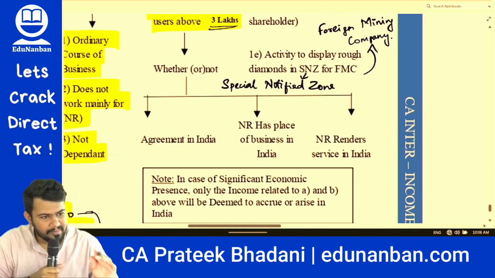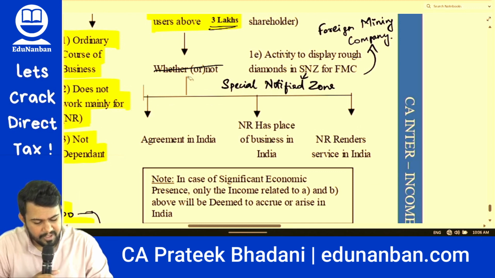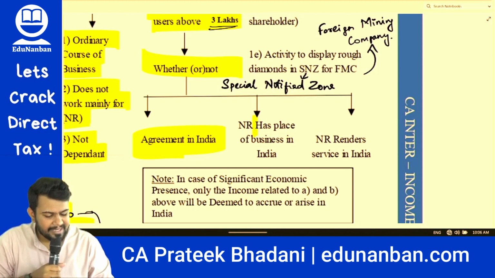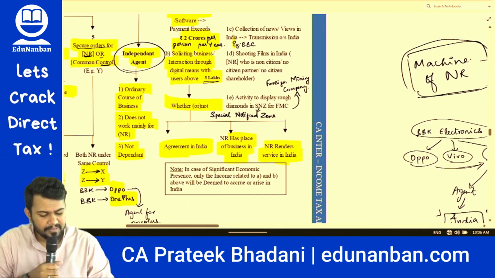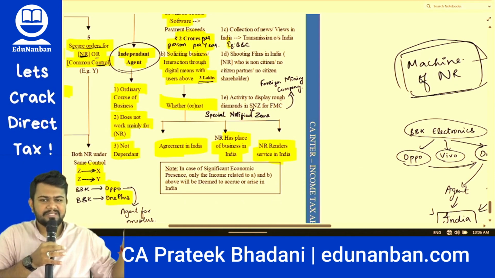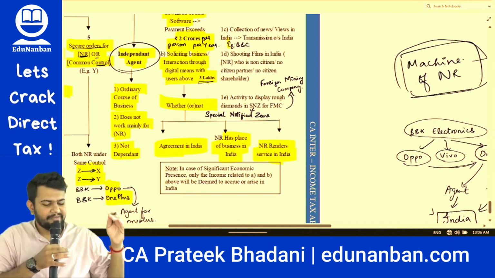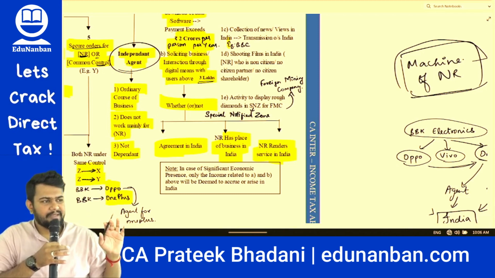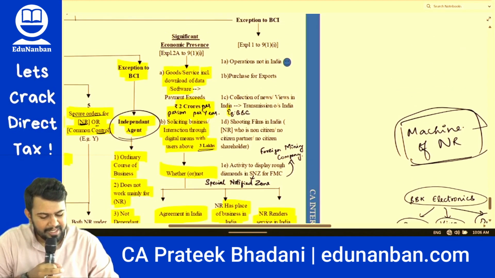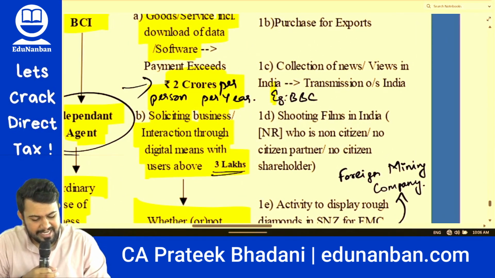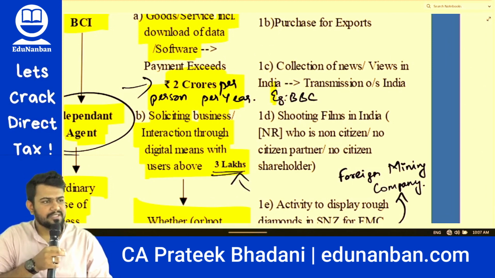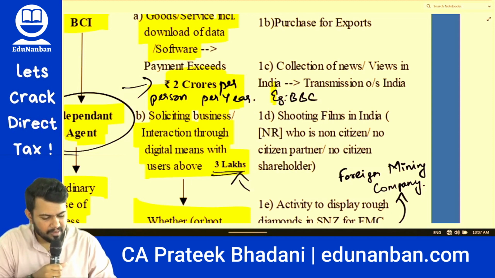And it does not matter, so it means what? It does not matter whether or not they have any agreement in India, any place of business in India, or are rendering any service in India. So even in spite of these three conditions, it does not matter whether they have any place or agreement or are specifically coming to India and providing. That is not a matter at all. Only if the two conditions are satisfied, that is more than 2 crore per year per person or more than 3 lakh users, still it will be considered significant economic presence.